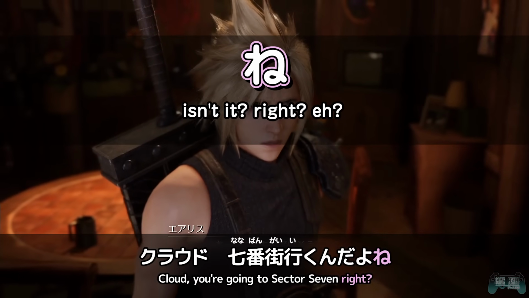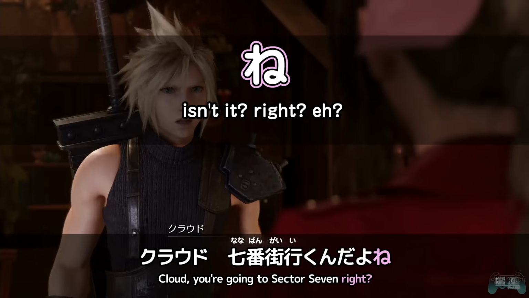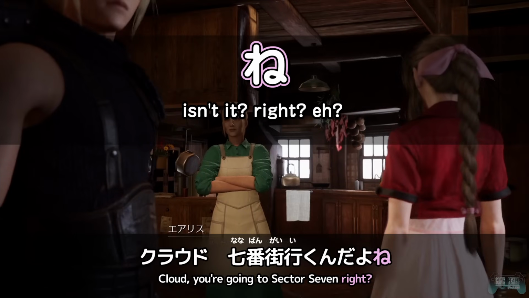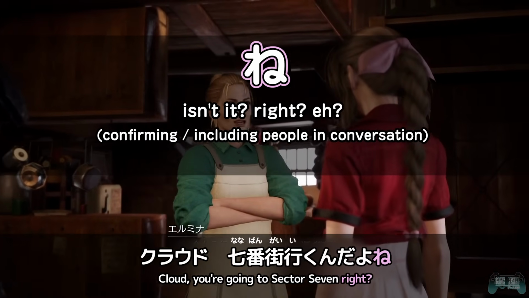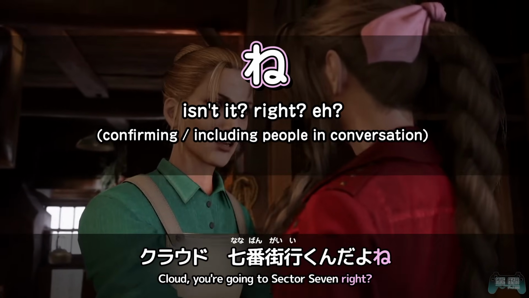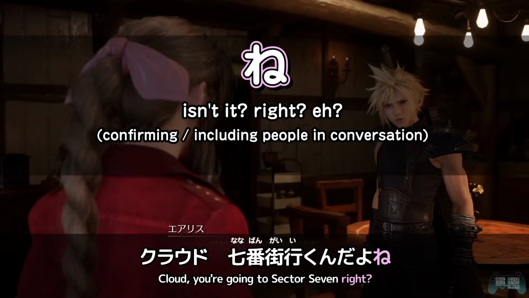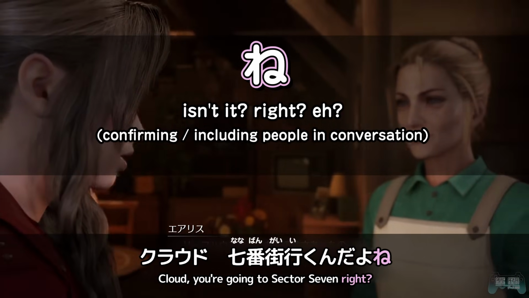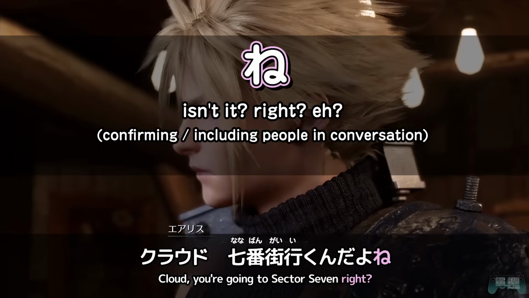So as the previously covered na can be used with yourself when you're kind of reflecting on something, like natsukashi na, here ne differs because this is more about confirming something, like oishii ne, it's delicious, right? Or natsukashi ne, it's nostalgic, right? So the core of this language is confirming with someone else and including people in your conversation. It generates additional dialogue. And so here, Aerith asks Cloud, Cloud, you're going to see Sector 7, right?